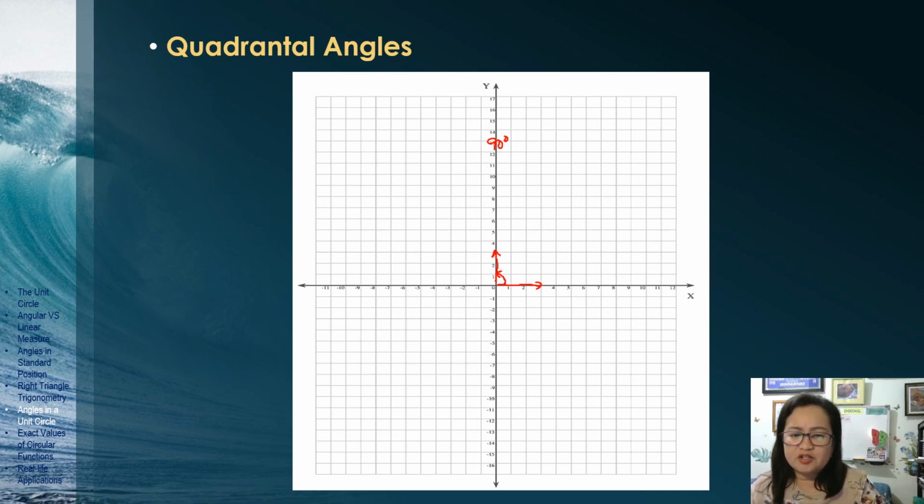Now, another angle could be an angle that measures 180 degrees. So we have a straight angle. Continuing the movement counterclockwise, we will have 270 degrees. Then back to 0, or we shall have one complete rotation, 360 degrees. So in other words, the measures of quadrantal angles are multiples of 90.